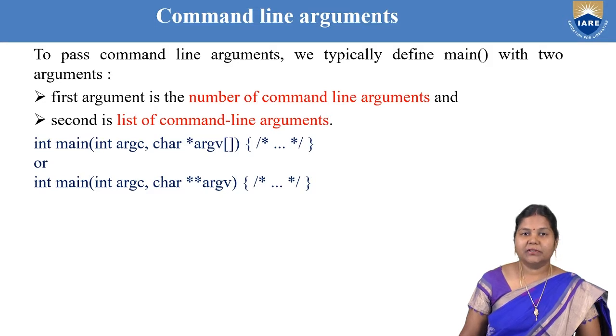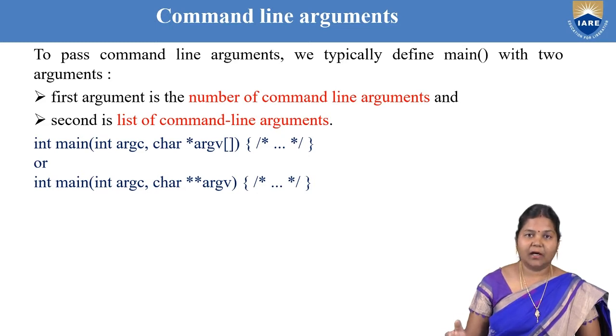Now, to any function, we can pass a number of arguments, and if you pass any arguments at the command line and you are invoking those arguments and doing some operations on those arguments, then those programs are known as command line argument programs. Now, to pass command line arguments, typically to the main function, we use two arguments. The first argument is nothing but the number of arguments you have passed. It is the count of the number of command line arguments.